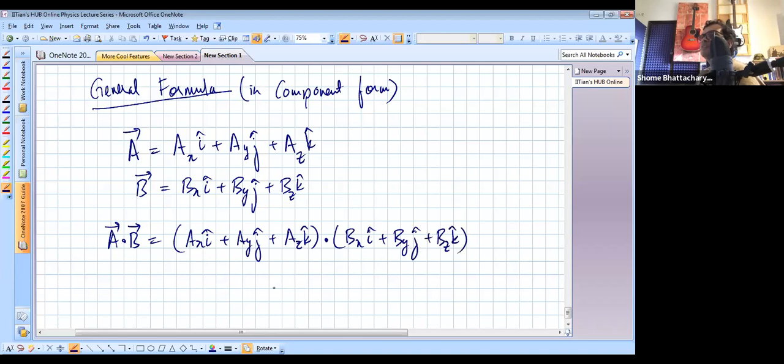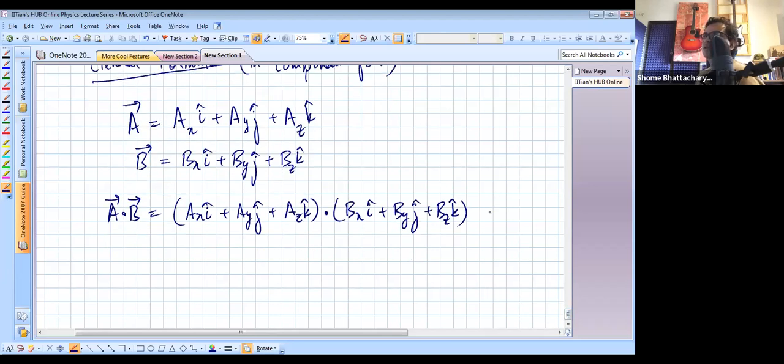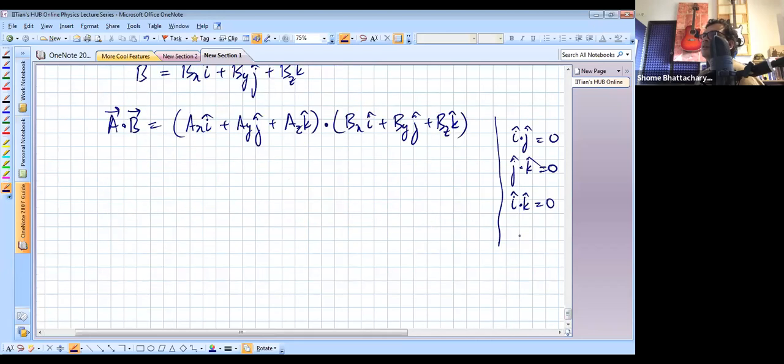if you were to open this bracket and apply distributive property, you would get 3 into 3, 9 terms. Okay. But you can see in those 9 terms, all the terms having i dot j will be 0. All the terms having j dot k will be 0. All the terms having i dot k will be 0. Whereas all the terms having i dot i is unity, j dot j unity, and k dot k is unity.